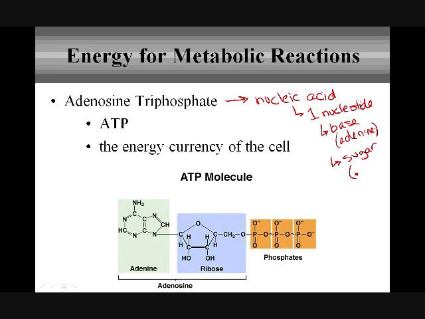That sugar is ribose, and it has 3 phosphates. So, just like the picture shows, we have an adenine, which is a 2-ringed nitrogenous base, or a purine. Ribose, our 5-carbon sugar, and then we have 1, 2, 3 phosphates, which gives us that name triphosphate.